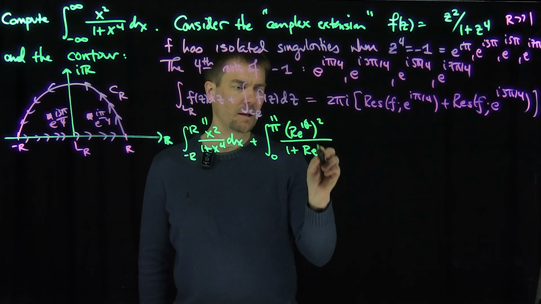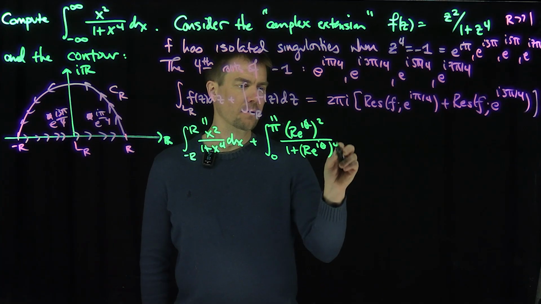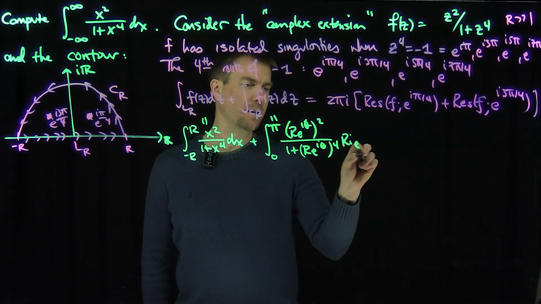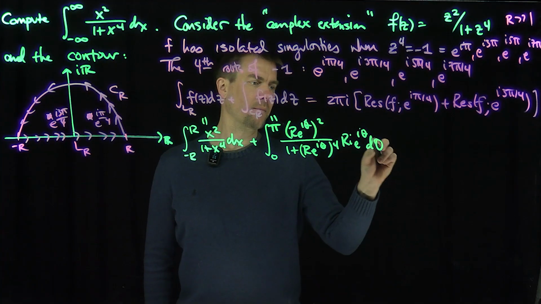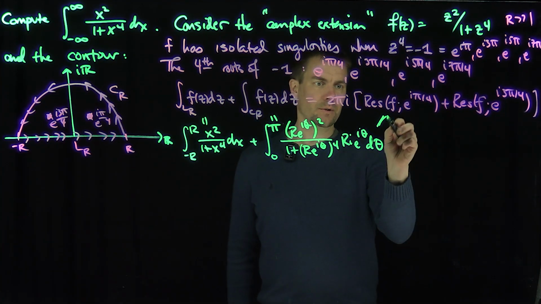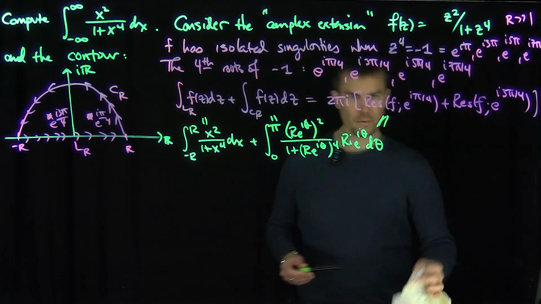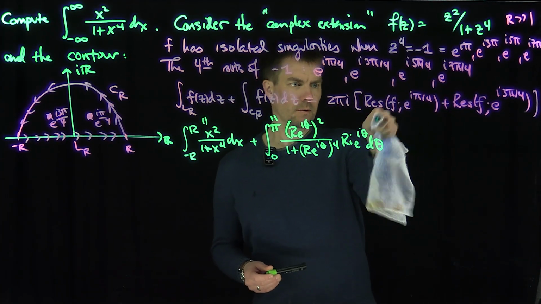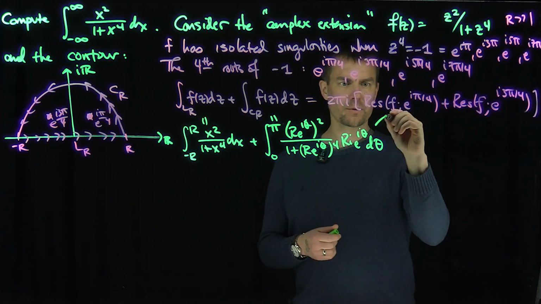The integral of (1 plus r e to the i theta) to the fourth, then r i e to the i theta d theta, is equal to these two residues over here. So this is equal to this expression over here. So those two expressions are equal to each other. Okay, good. That's a little bit sloppy, so let's fix that. These two things are equal to that side of the equation.